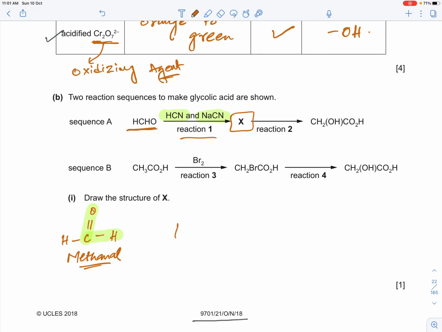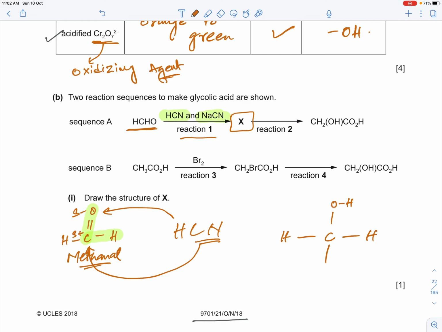So when HCN reacts with methanal in the presence of sodium cyanide, the CN group will be attached to the carbon of the carbonyl group, which is partial positive, and oxygen is partial negative. So the CN group is added to carbon and H is added to oxygen. We have to draw the structure here. So the structure would be H, C, H, and the double bond between carbon and oxygen would be broken, and oxygen would now have a hydrogen attached to it, and the carbon would have the cyanide group, C triple bond N. So this would be the structure of X.